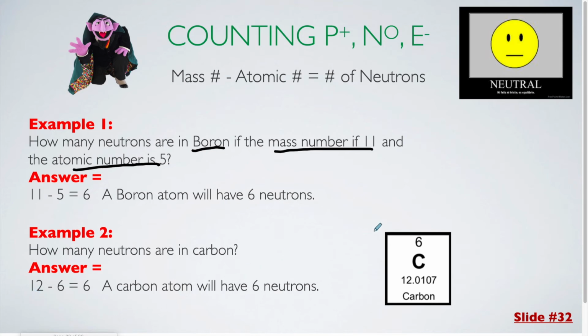The atomic number of 6 is equal to my protons, so 12 minus 6. And since I subtracted away the protons, all that's left are the neutrons. So there would be 6 neutrons inside of this carbon atom.